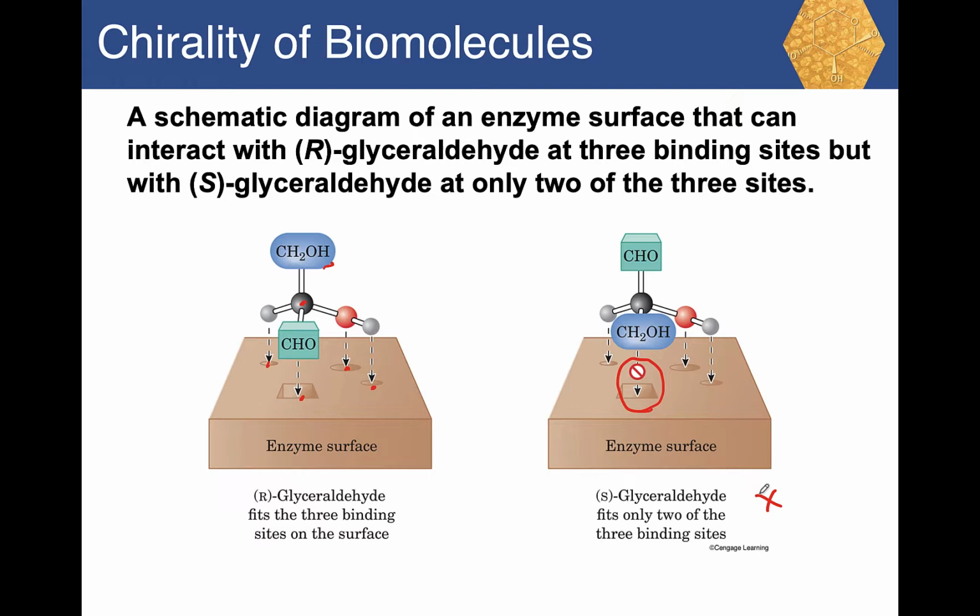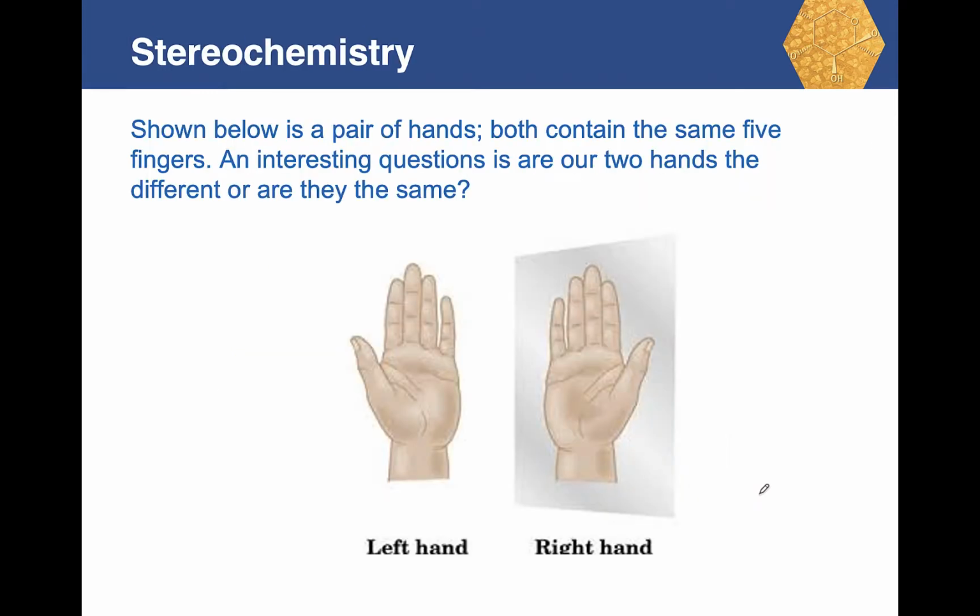So, conclusion: the body can recognize molecules in terms of the spatial arrangement of the atoms in those molecules. So they may be different, or they are different. So let us start our lecture on differences in spatial arrangements of atoms.